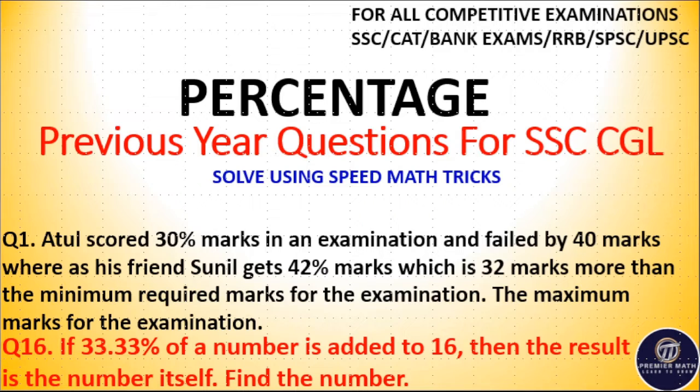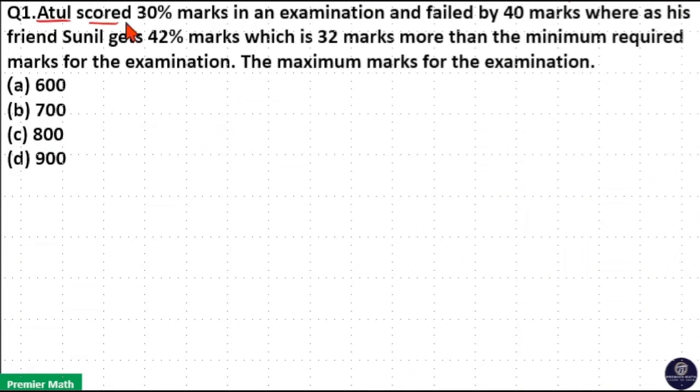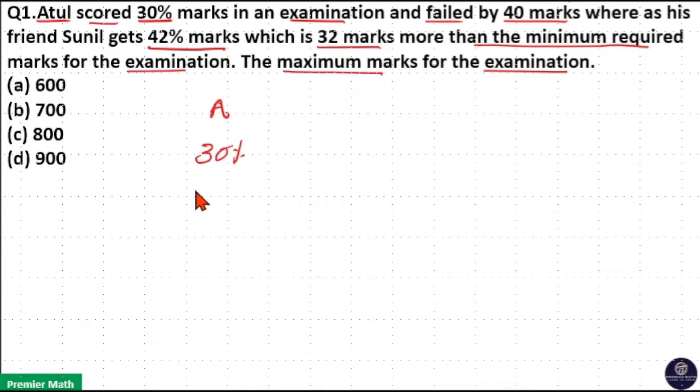Our first question is, Atul scored 30% marks in an examination and failed by 40 marks, whereas his friend Sunil gets 42% marks, which is 32 marks more than the minimum required marks for the examination. The maximum marks for the examination is? Here Atul scored 30% marks, but he failed by 40 marks, which means he needs 40 more marks to pass this examination.